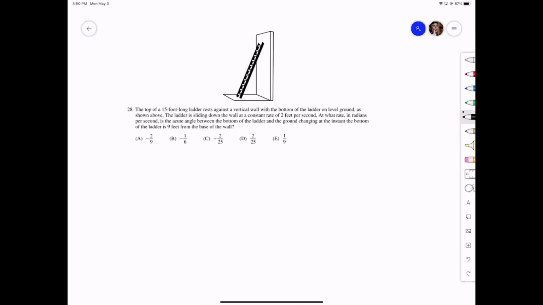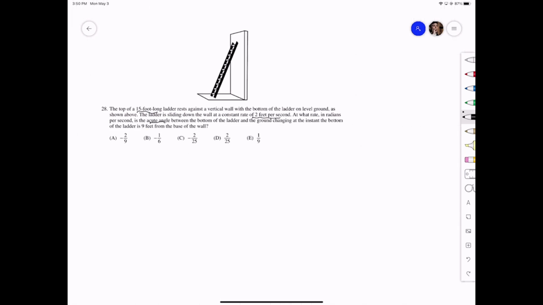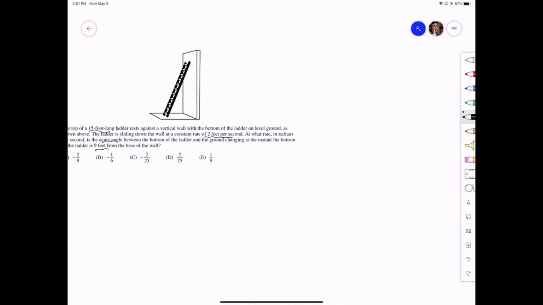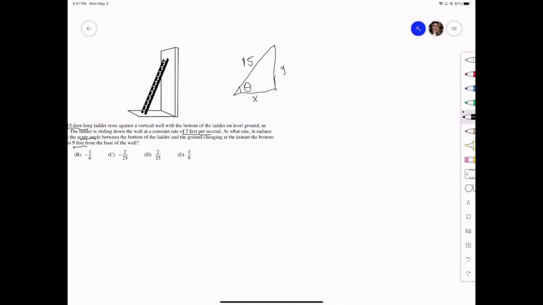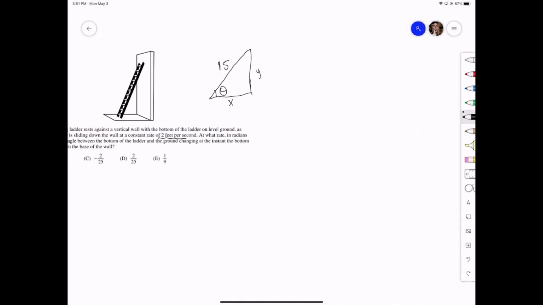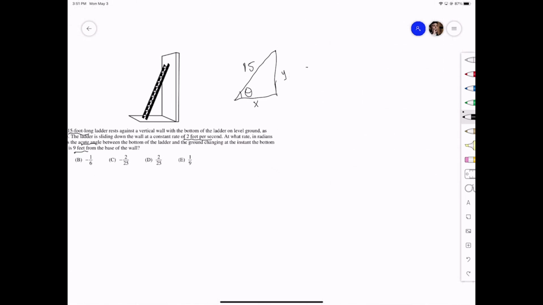So for this ladder problem, there's a 15-foot ladder. It's sliding down at 2 feet per second. What is the rate of change of the angle at the moment that it's 9 feet from the base? So we need to draw a diagram. Let's call this x, y, theta, and then this is constant, it's 15. So we want to find d theta dt.